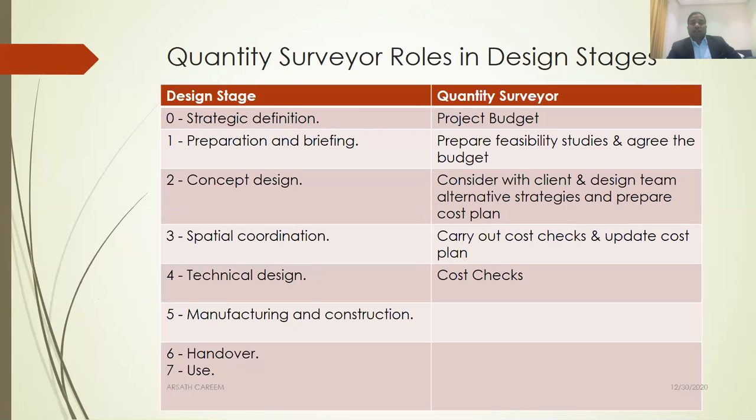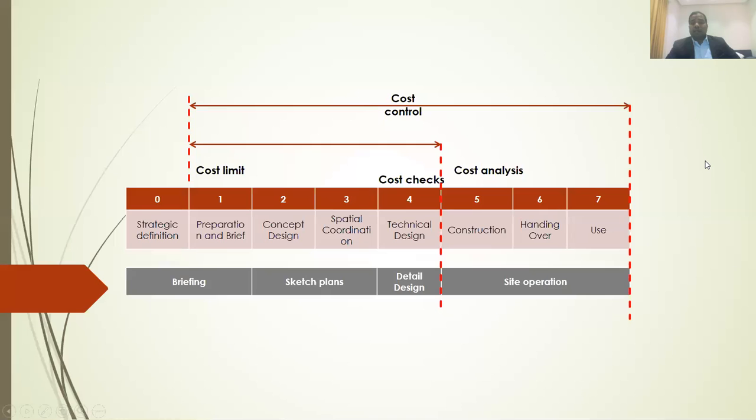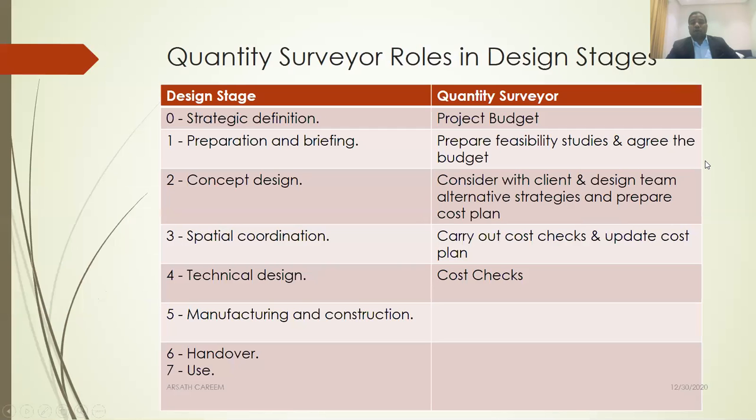As a quantity surveyor during the design stage, what I discussed, I summarize here. What is your role here? You don't need to worry about what is written here. This is related to all disciplines. I just summarized here your role as a quantity surveyor. Strategic definition, you should be able to prepare a budget. How to prepare a budget, we will learn later.